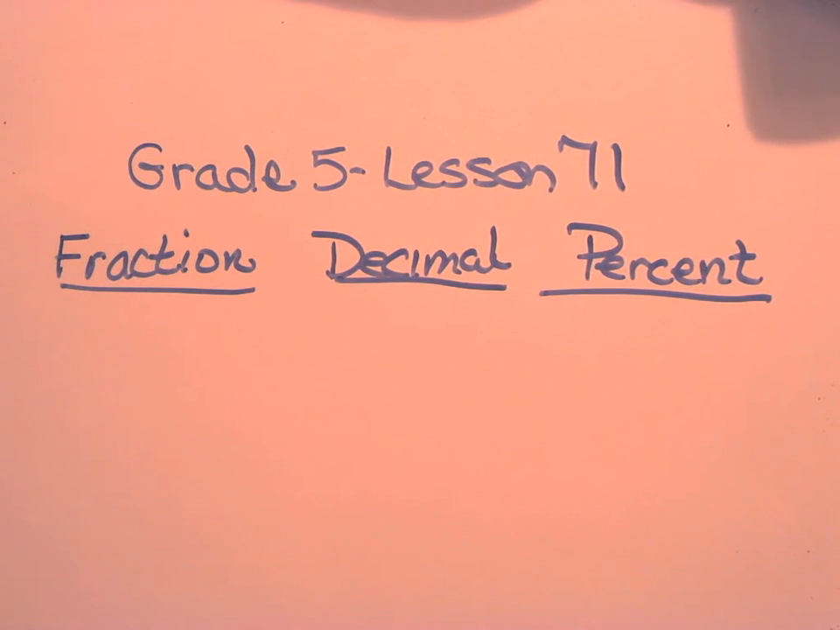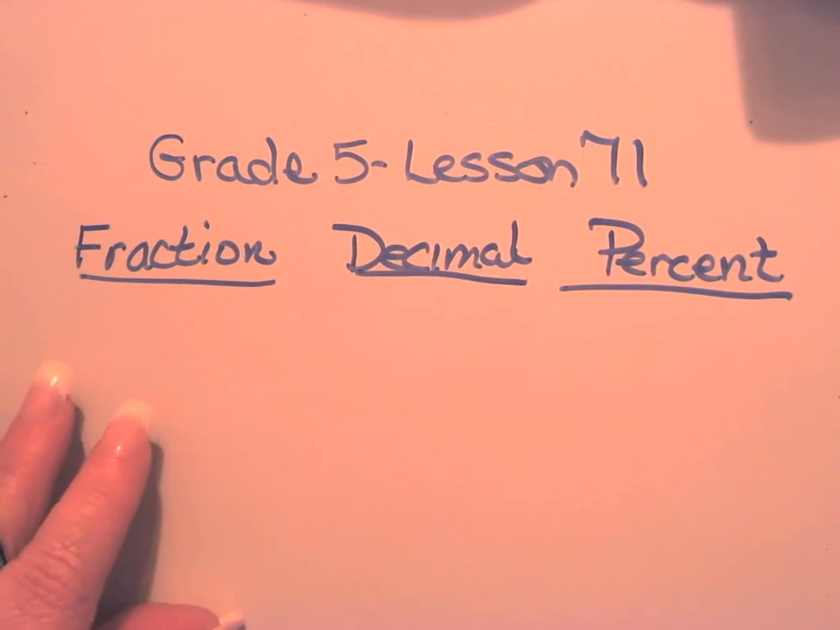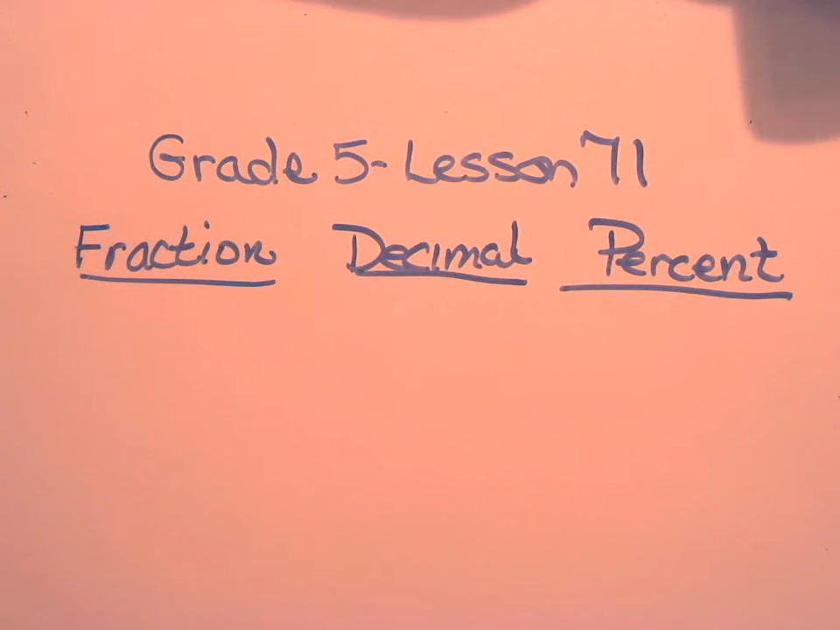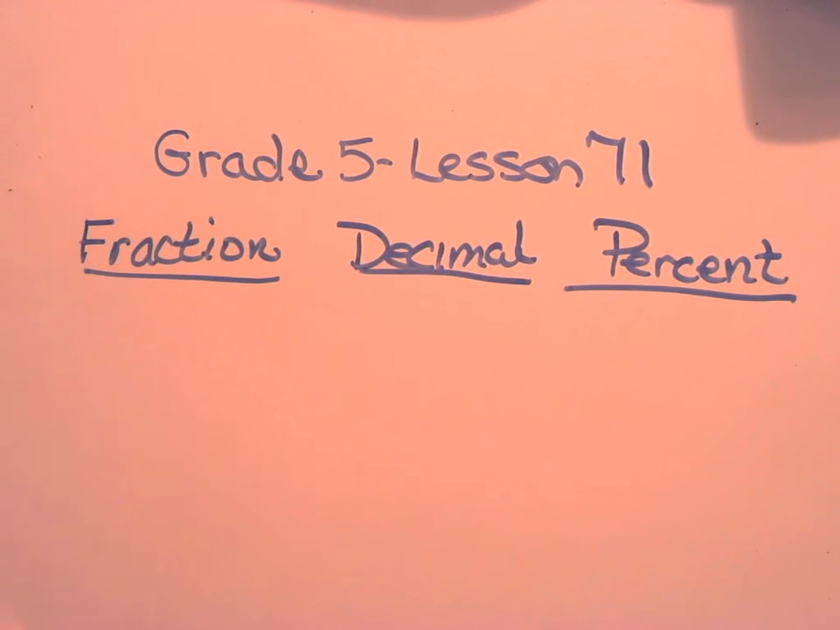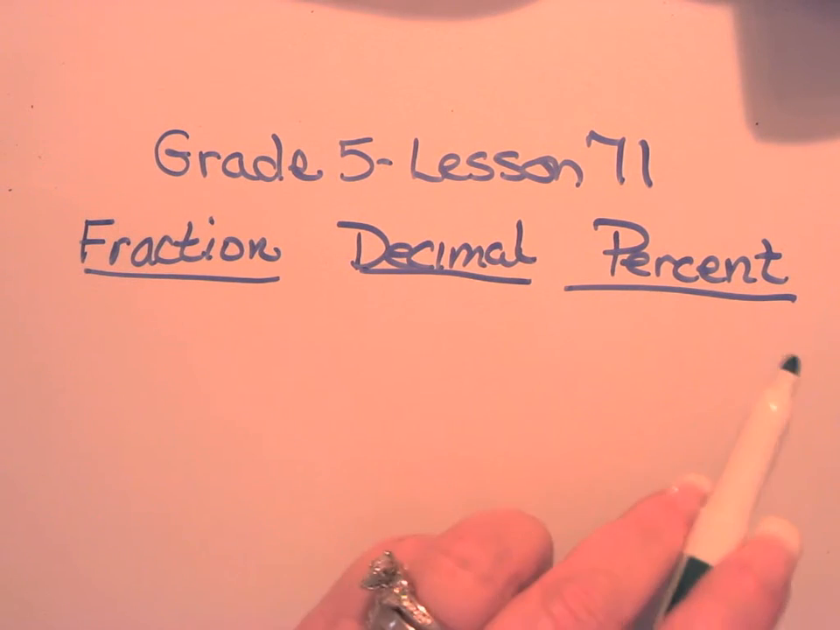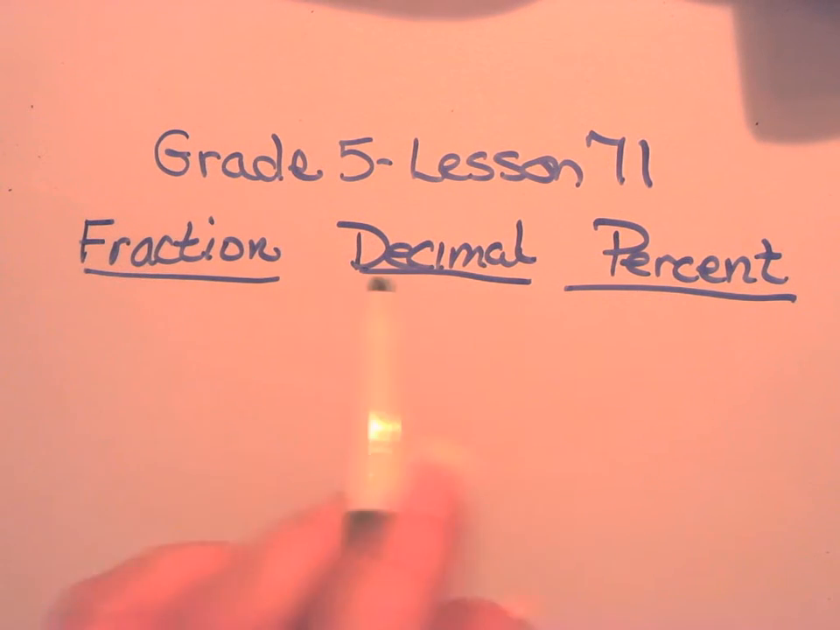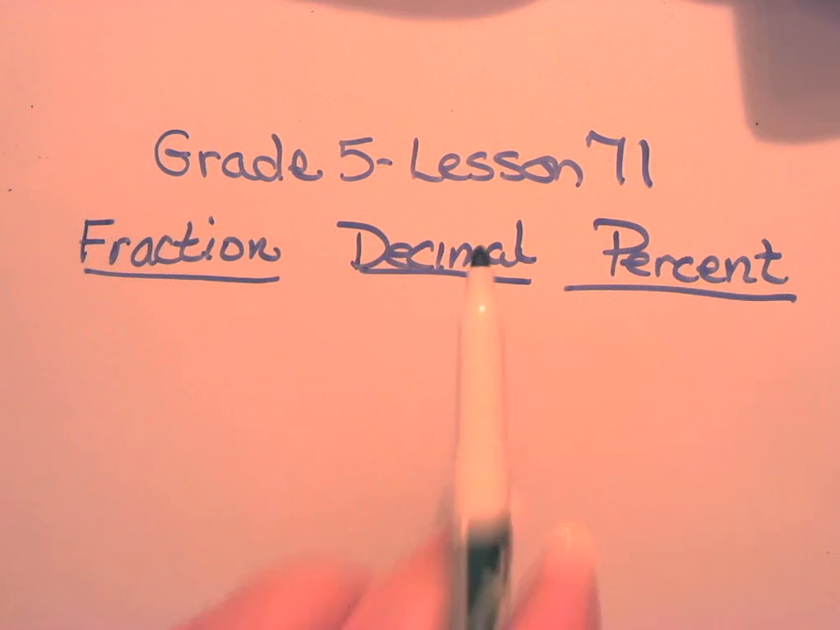Okay, this is grade 5, lesson 71. We're talking about fractions, decimals, and percent. So a few things that we need to remember. For a fraction, we can make it into a decimal, we can make it into a percent, and we can do either one, percent to fraction, decimal to fraction. It doesn't matter, as long as we know one, we can do the others.